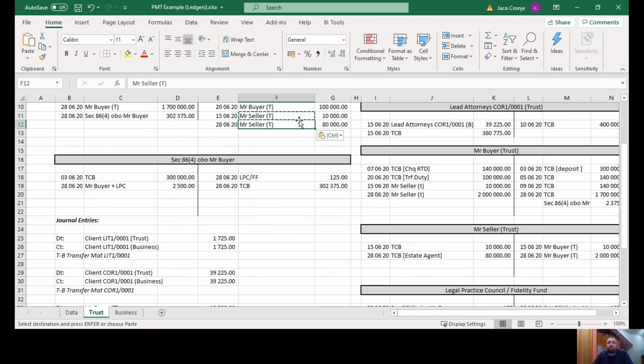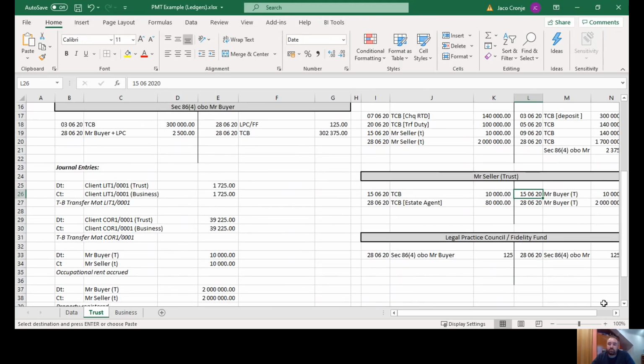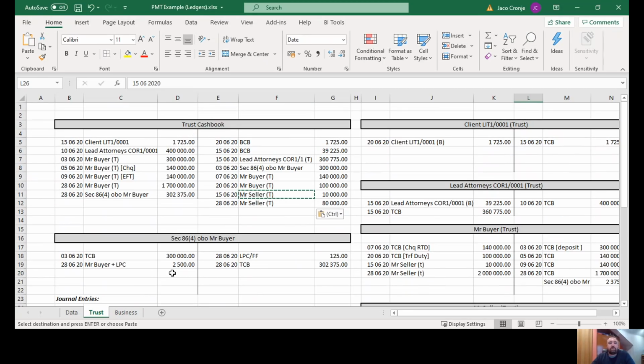Every payment that gets made is either on behalf of Mr. Buyer or Mr. Seller. You'll see in the assignment, there's quite a few transactions. They pay rates and taxes, they pay this, they pay that. All of those should be allocated to either the buyer or the seller's account. You don't open up accounts for the pest control and the estate agent and this and that. Allocate the payments directly against either the buyer or the seller.